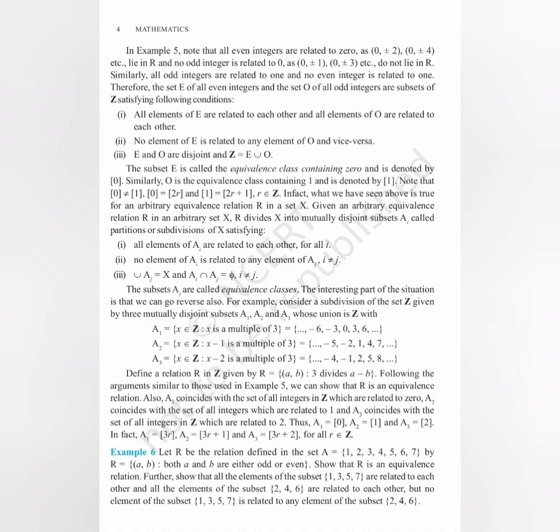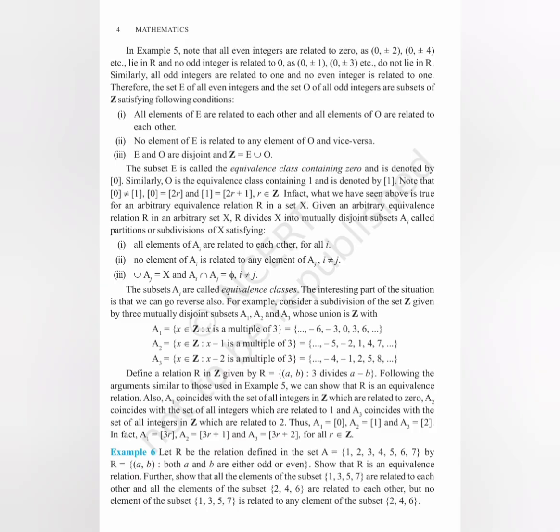Given an arbitrary equivalence relation R in an arbitrary set X, R divides X into mutually disjoint subsets Ai called partitions or subdivisions of X, satisfying... Nothing, don't panic. They are trying to confuse you. They are introducing a new set X. They are introducing new subsets called Ai and Aj. If these sets and subsets are created, what will be the conditions? Now we are going to see these things.